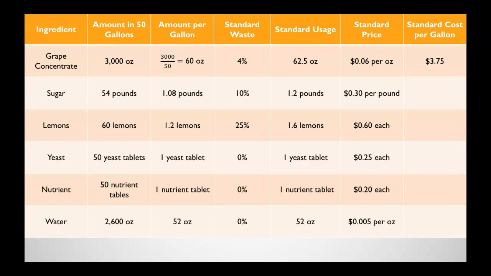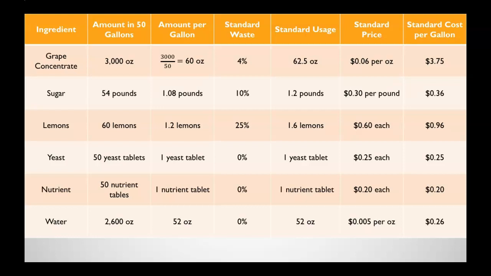Now sugar, 1.2 times 30 cents. Lemons, 1.6 times 60 cents, right? So we just take standard usage times standard price, and we will get all of our standard cost per gallon amounts. So sugar is 36 cents, lemons 96 cents, yeast 25 cents, nutrient tablet 20 cents, and water 26 cents.